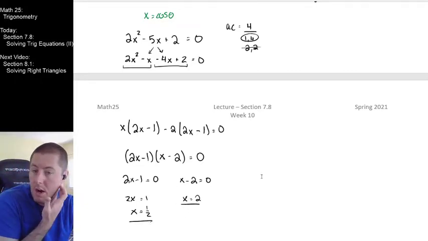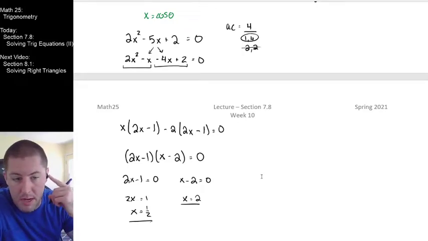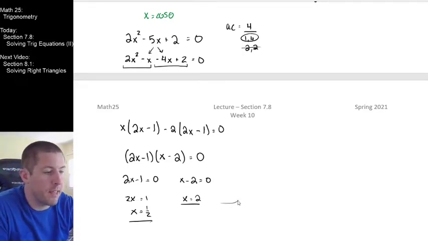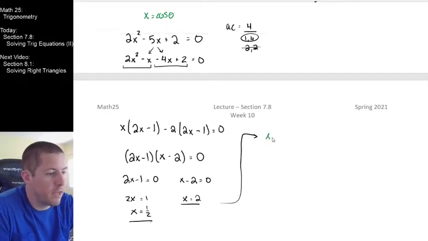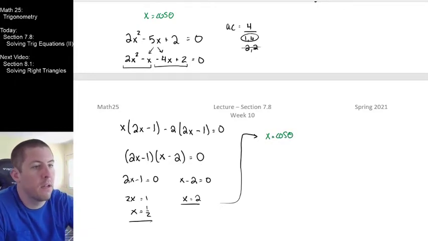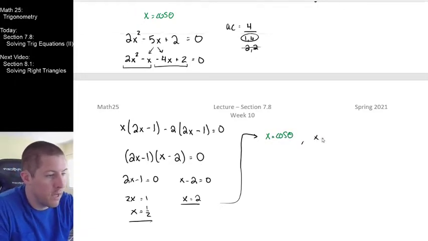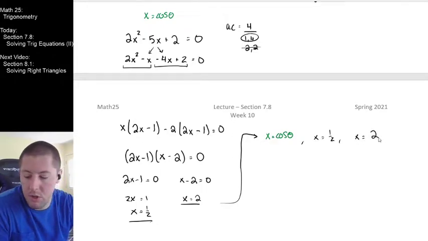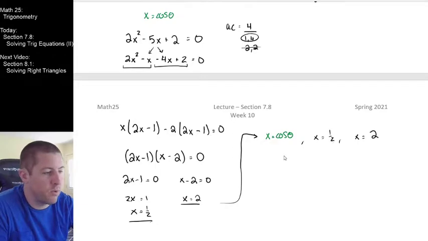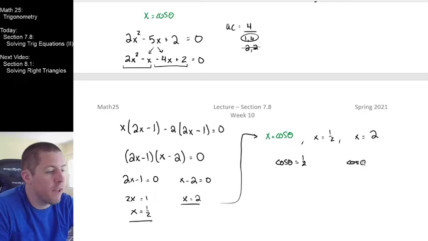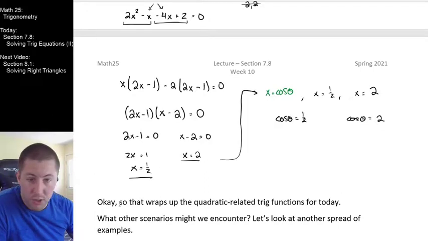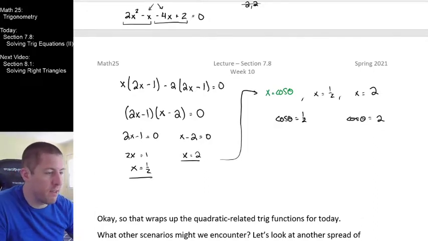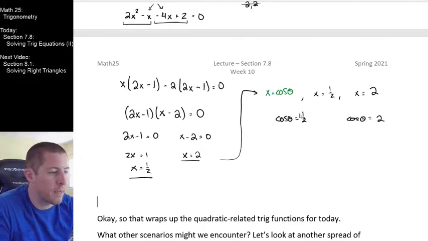So let's go ahead and convert our x solutions back into our theta solutions here. I'm going to take these and join them up with our x. X equals cosine theta. X equals 1/2. X equals 2. Those are the three equations that I'm relating to one another. So this tells me that cosine theta equals 1/2 and cosine theta equals 2. We want to solve these individually and get our general solutions. As you'll see, that will wrap up our quadratic related things here. If that's been a bit of a bear for you, then we're almost done with the quadratic parts.